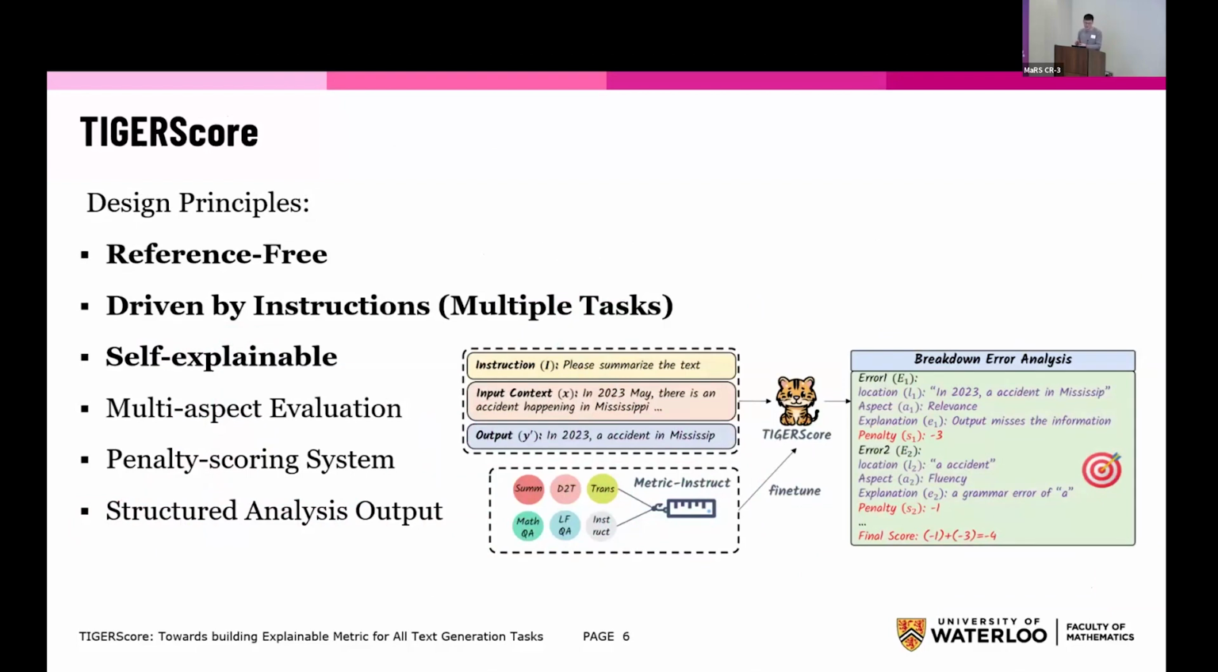So the TIGERScore design principles basically follow the current issues. First, follow the 3 current issues, and we also add some self-custom designs like multi-aspect evaluation, penalty scoring system, and structured analysis output. We'll introduce them one by one in the following slides.